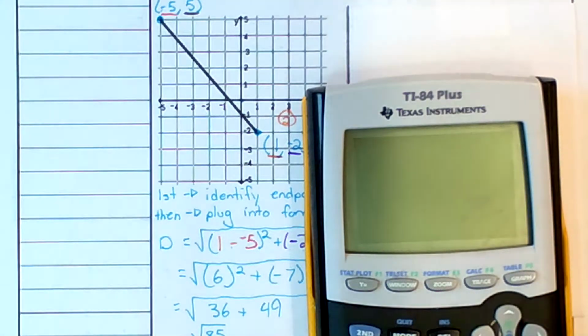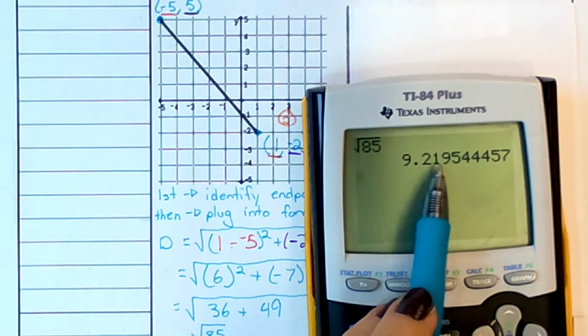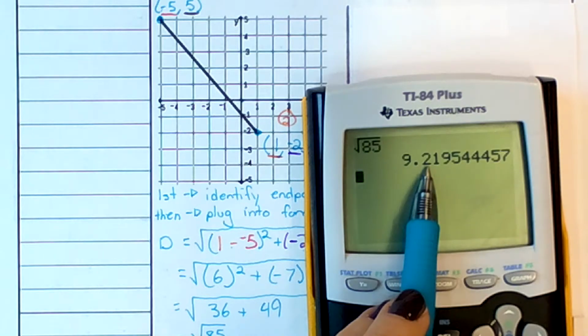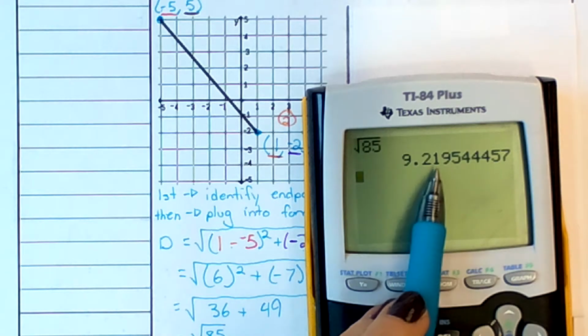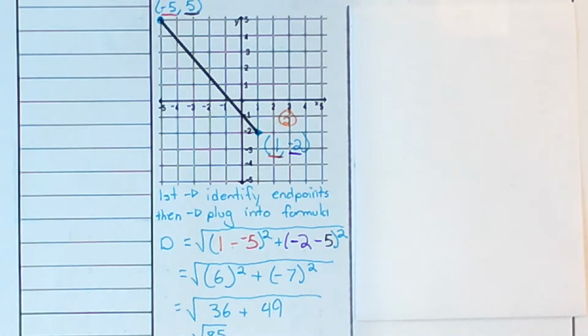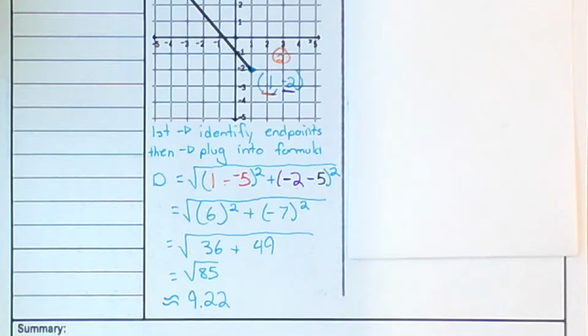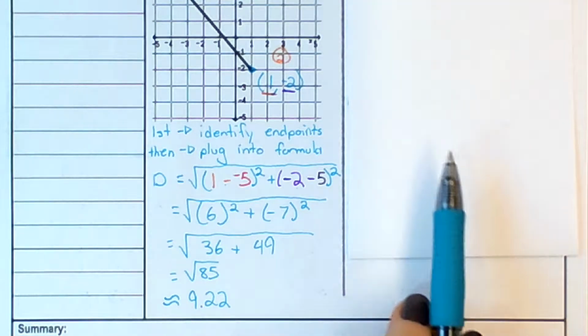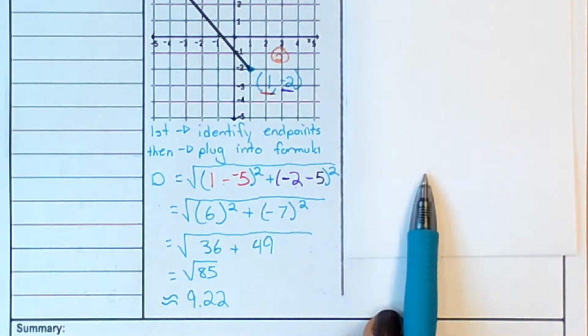The square root of 85, that's going to be 9.2 or 9.22. Okay, so pause the video real quick and try this second one on your own. Try to see if you can get the right answer. Do that now.